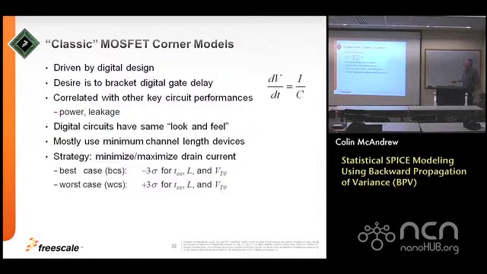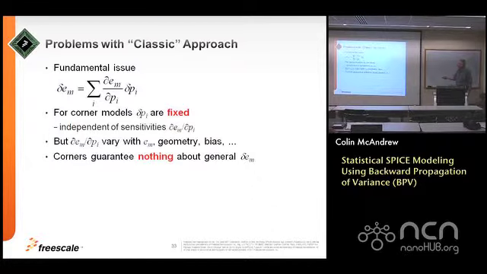But what's the issue with it? Well, the fundamental issue is, remember we had the sensitivity relationship before? So the variation in electrical performance is the sum of the sensitivities times the variation in the process parameters. But for corner models, the delta P's are fixed. And so the variation that I get in the electrical performance depends on what the sensitivities are. And those sensitivities vary with the sort of performance that I'm looking at. They vary with geometry. If I have a long transistor, I don't care what the delta L variation is. If I have a short transistor, delta L can be the key parameter that I want.